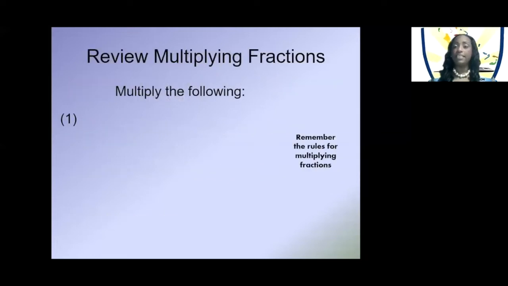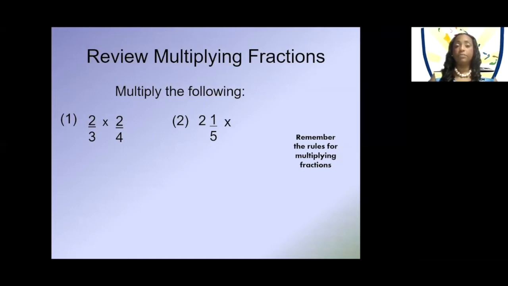I just want to recap from the previous lesson, multiplying fractions. I'm going to put up a question and I want you to attempt it with prior knowledge. If you can see the screen, I have up the fractions 2/3 times 2/4. So it's 2/3 of 2/4. Remember the rules for multiplying fractions. You're going to multiply your tops together and multiply your bottoms together. So 2 times 2 is 4 and 3 times 4 is 12.